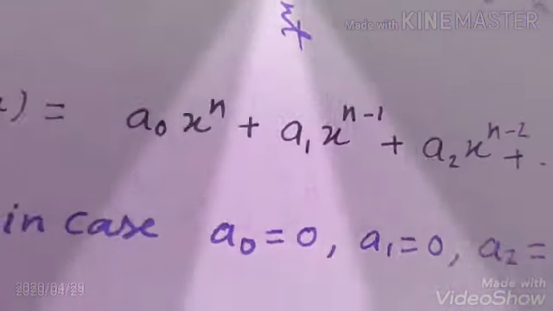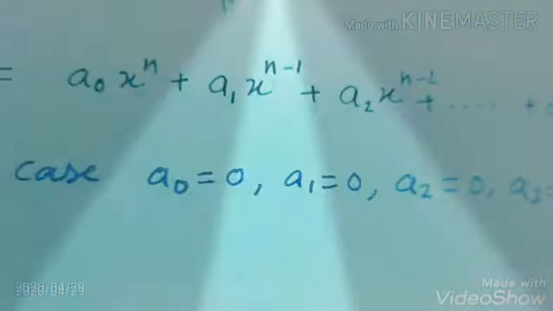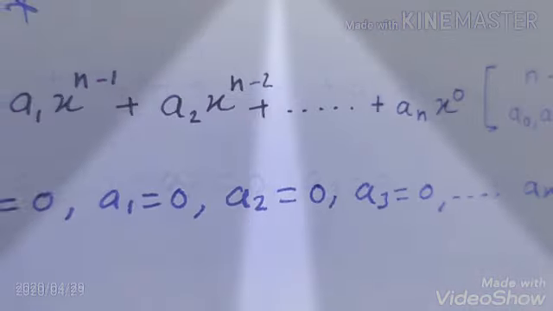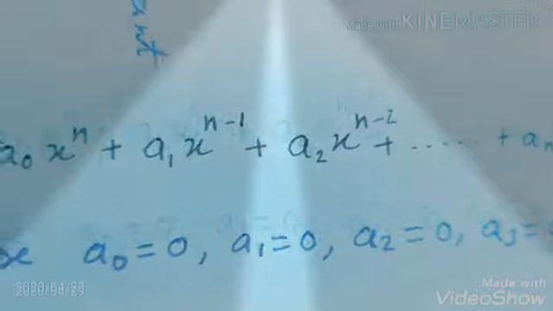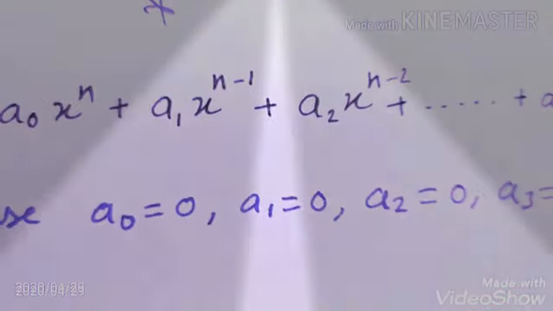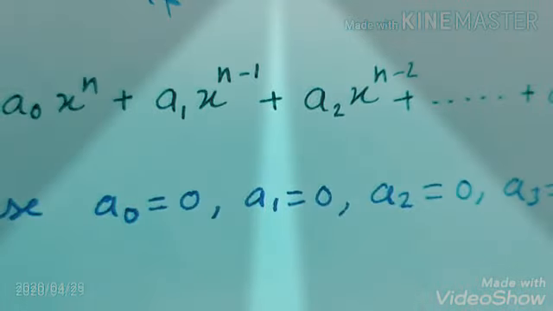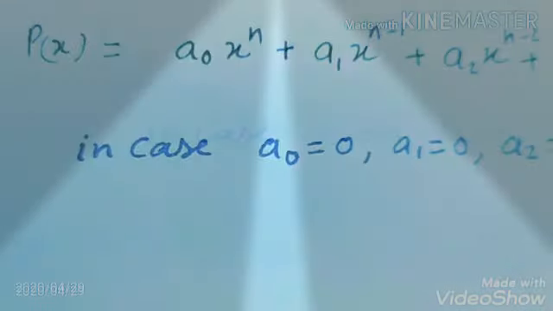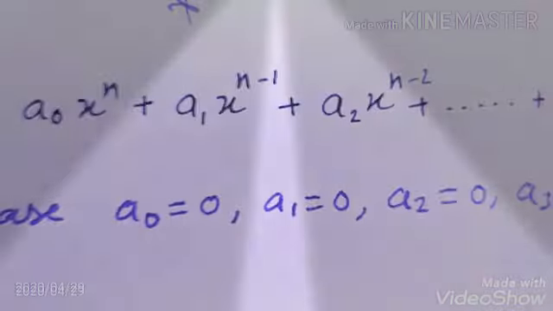ऐसा भी पॉसिबल है कि if a0 is equal to 0, a1 is equal to 0, a2 is equal to 0, a3 is equal to 0, and so on, an is equal to 0. So if all coefficients, all numerical coefficients of a polynomial become 0, then what will be the value of p(x)? What will be the polynomial?